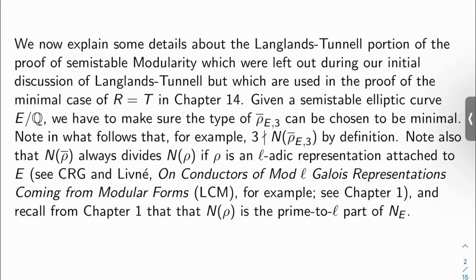In what follows, just recall, for example, that N of rho, the conductor of rho, is the prime to L part of the conductor of E if rho is the L-adic representation attached to E. Also recall that N of rho bar always divides N of rho. So this is a Carayol or Livné result. And then also remember that because N of rho is the prime to L part of N_E, 3 will definitely not divide the conductor of rho bar E,3. So this is all stuff I talked about in chapter 1 of my notes. It's all typed up there.